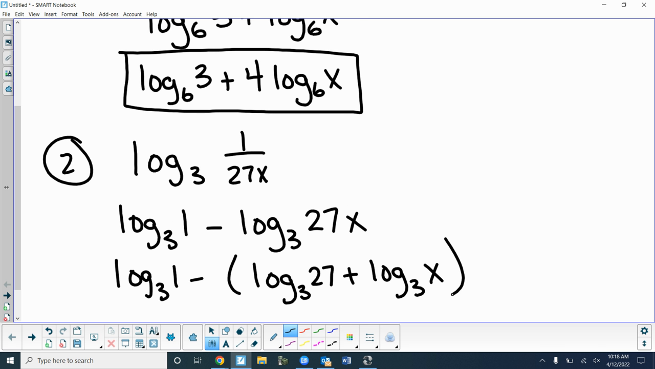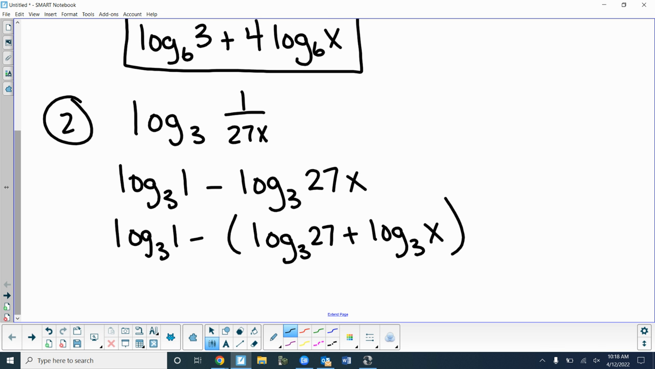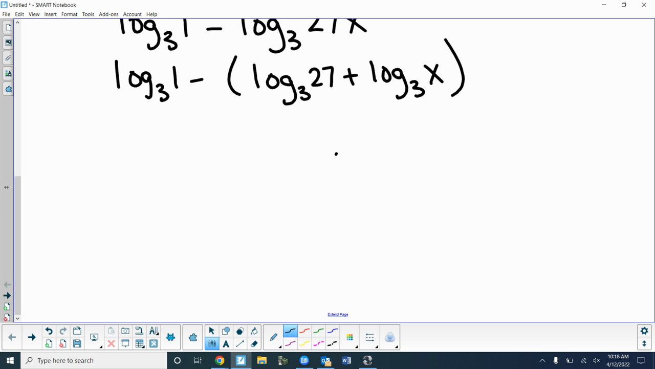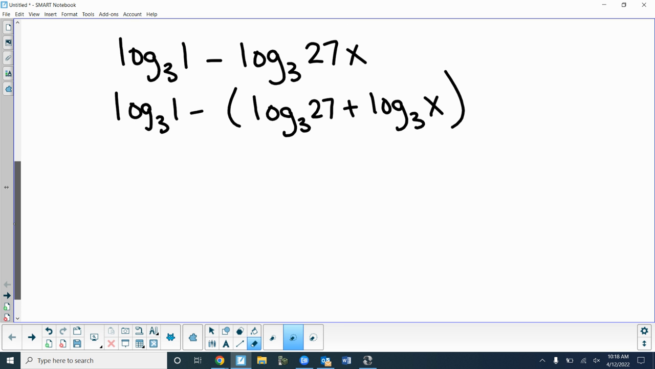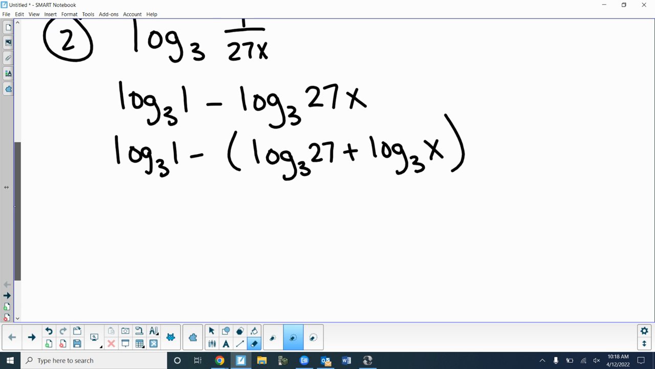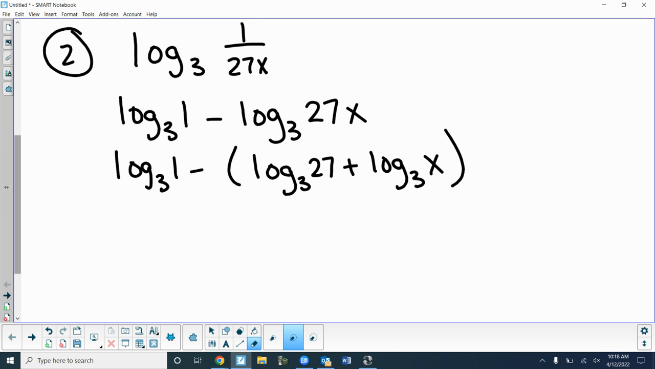Now, since there's this addition in here and we're subtracting both of those, what's this negative do to both of those? Makes them what? Yeah, distribute that negative 1. What happens to those two logs? They turn to negatives, right?